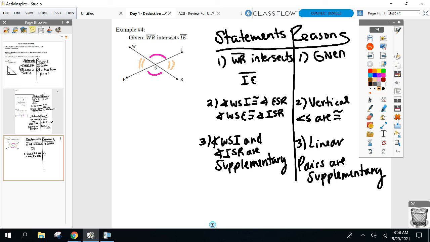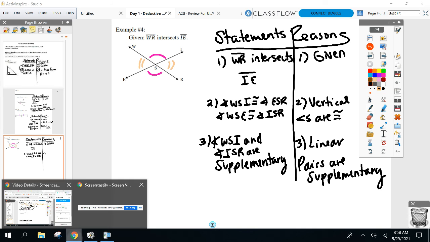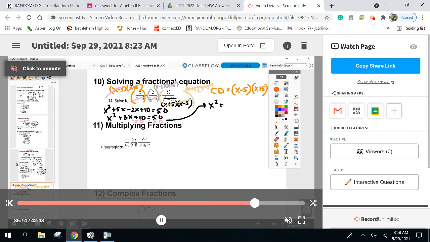Call me over if you want me to look at anything. All right, let's get after it. Again, at least write one thing more than the given. Don't stop at the givens. You're not going to get credit for that. Write something else other than the givens. If you think you can write more, sure.